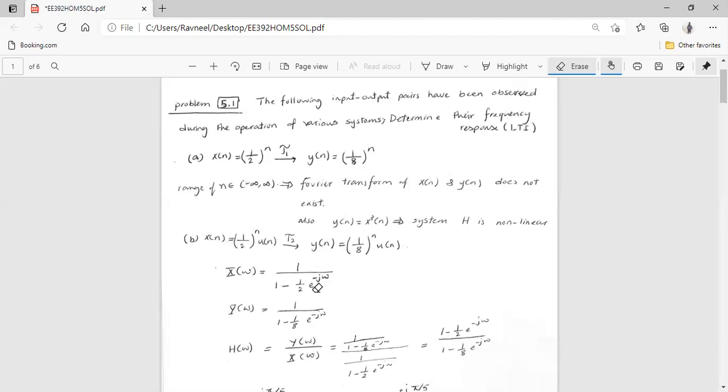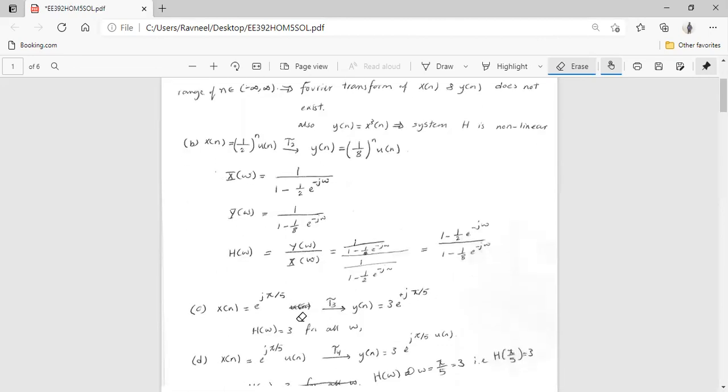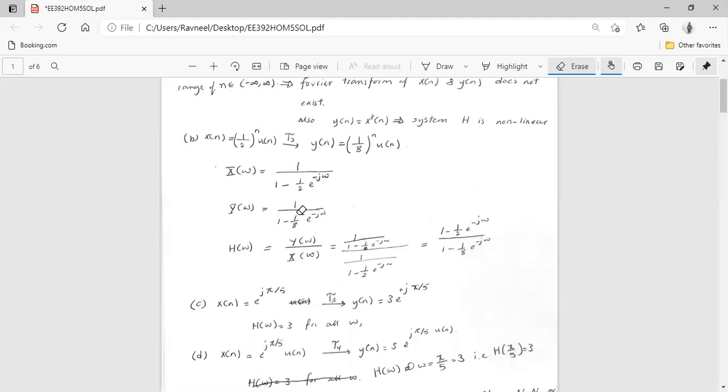The same case. Then what we can do is we can find our H of omega, isn't it? H of omega can be found by Y of omega upon X of omega, right? So basically dividing these two, right? So if we perform that, we'll be ending up with (1 minus 1/2 e to the power of minus j omega) upon (1 minus 1/8 e to the power of minus j omega), right? So basically we have found our frequency response in this particular case, right? Since both are summable, we have determined the frequency response in this particular case.